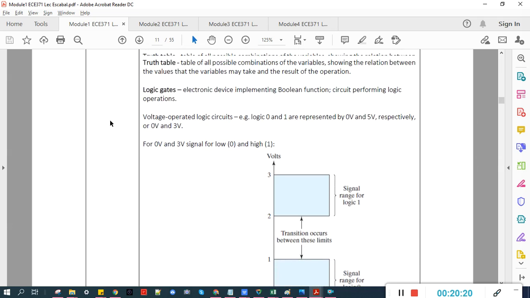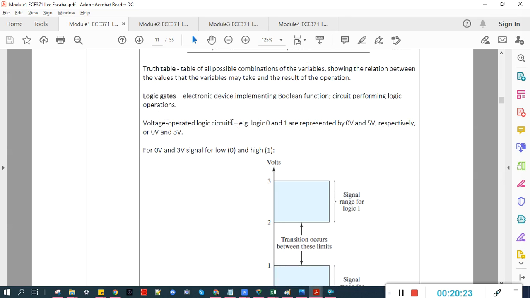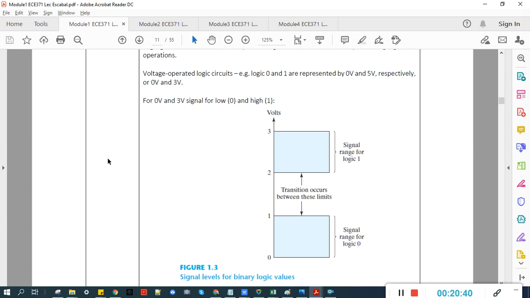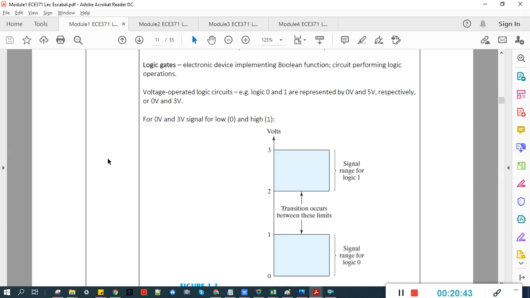Let's go to voltage operated logic circuits. In voltage operated logic circuits, for example, logic 0 and 1 are represented by 0 volts and 5 volts respectively, or 0 volts and 3 volts. So it depends on the technology that we are using. It depends on the circuit, the components that we use to create our digital circuit. Some use 5 volts as 1 or logic high, and some use 3 volts, depending on the technology.